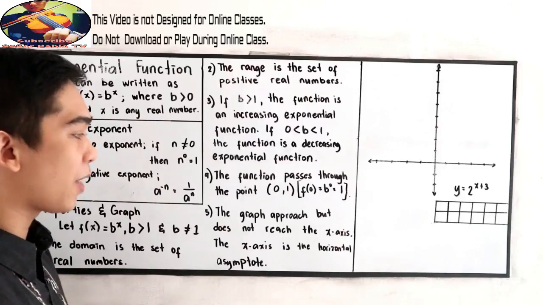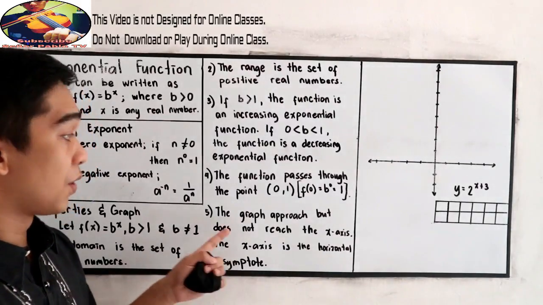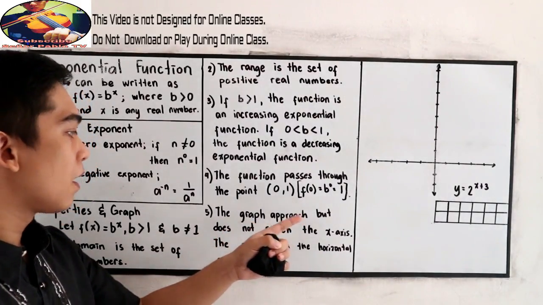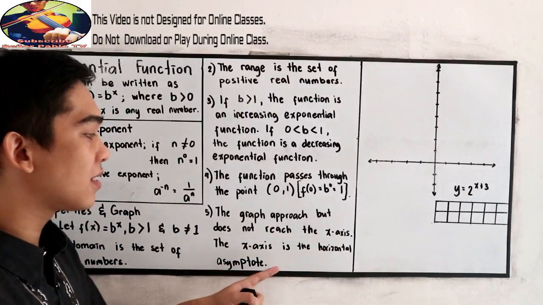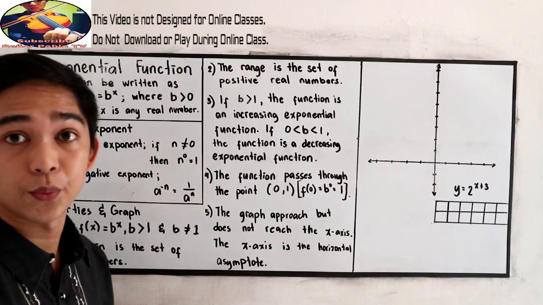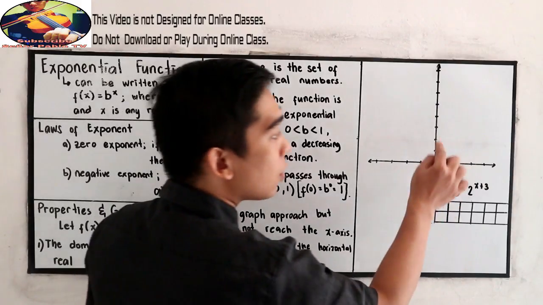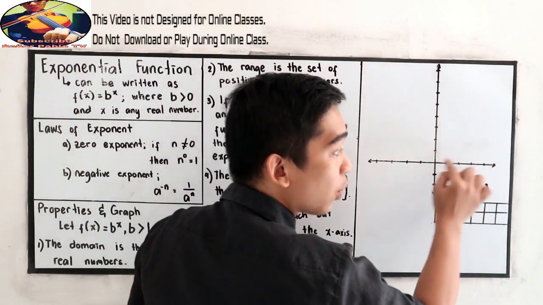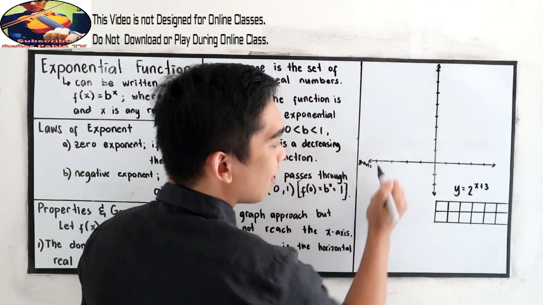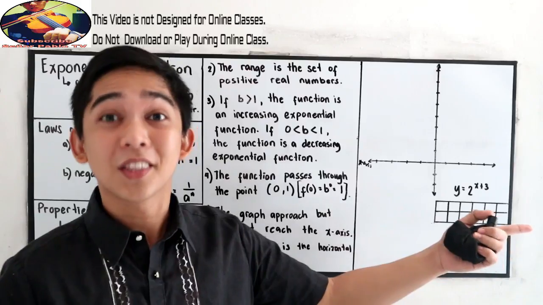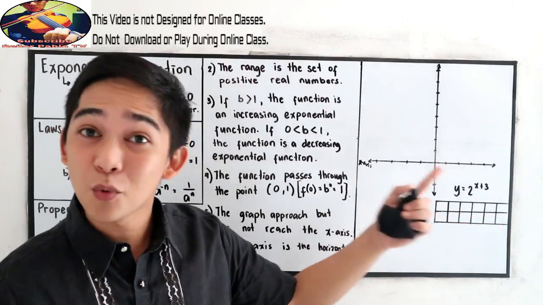And our last property, the graph approaches but does not reach the x-axis. The x-axis is the horizontal asymptote. So it will go closer and closer to the x-axis, but it will never touch the x-axis. They will never meet.